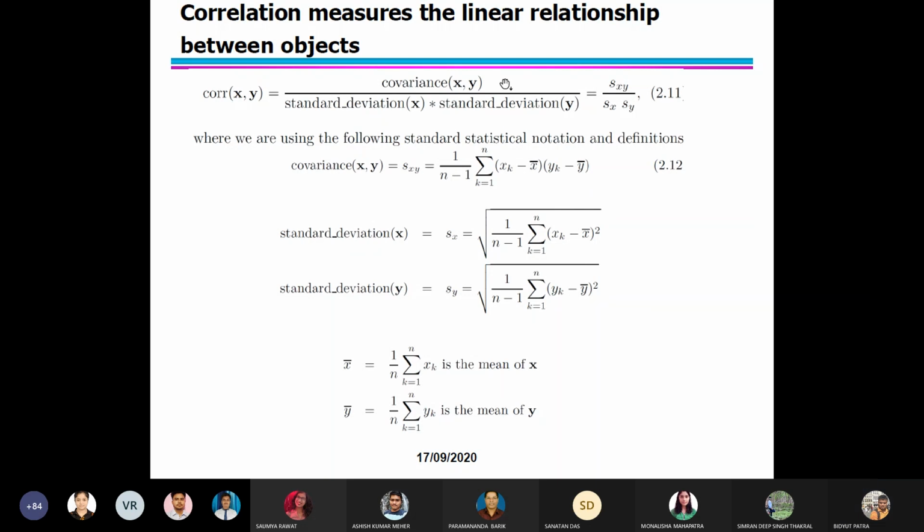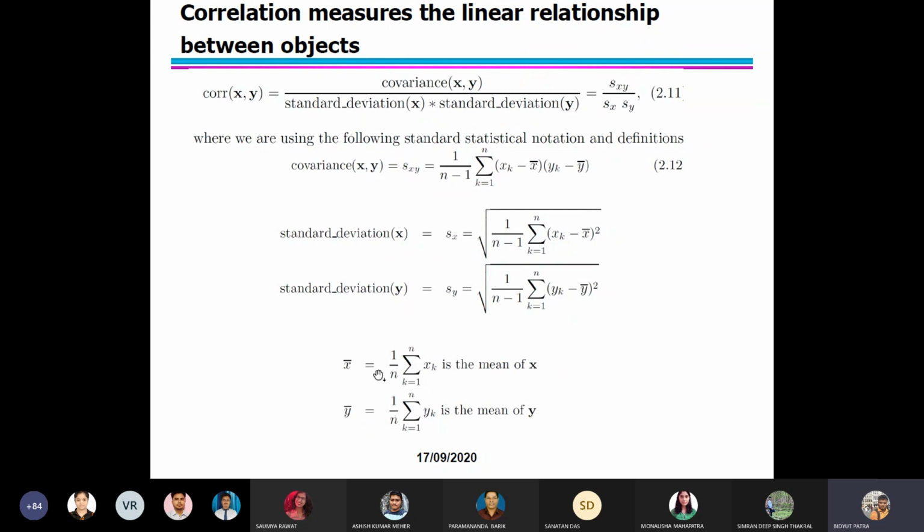Now we have to normalize the value we got. So this is not the true normalization here. We divide by the standard deviation. You take the squares from the mean and then take the square root. That is the standard deviation for x and the standard deviation for y. That will give the correlation value.